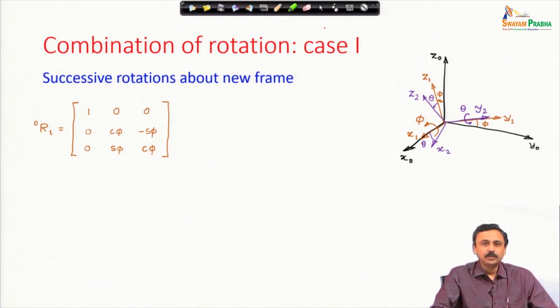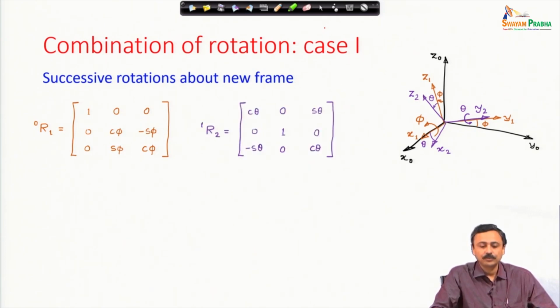Let us write down these transformations, these fundamental transformations about axes. The first rotation, R from 1 to 0, is a rotation about the x axis, and we have seen the representation. This is the representation and the angle was phi. The first column is nothing but the representation of x1 in x0 y0 z0, the second column is the representation of y1 in x0 y0 z0, the third column is the representation of z1 in x0 y0 z0.